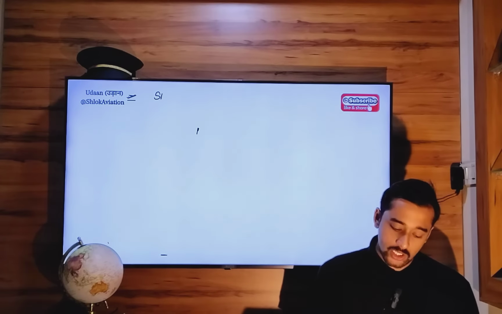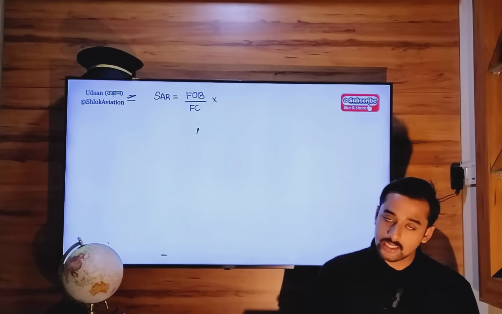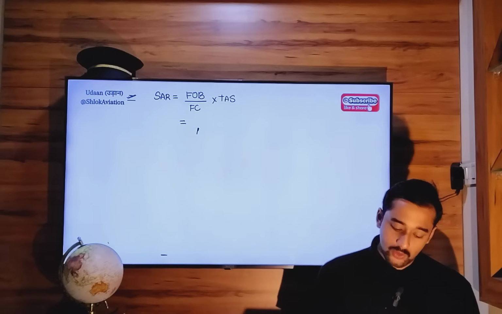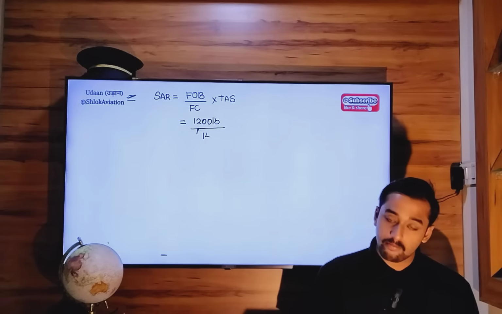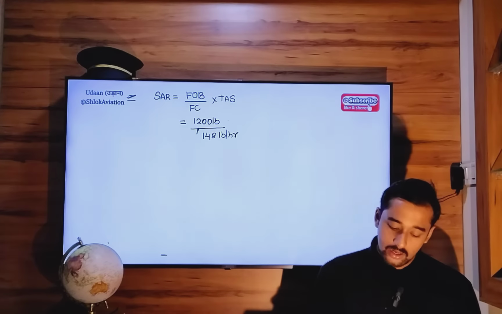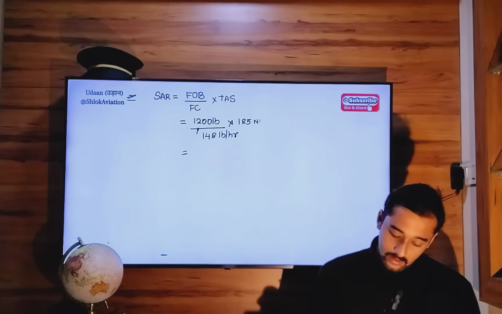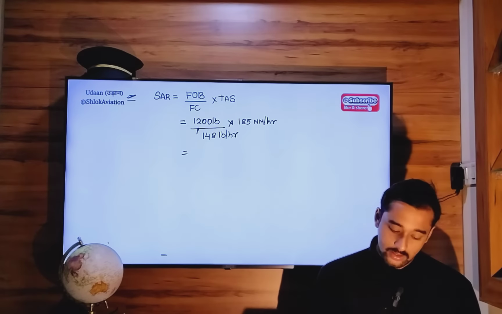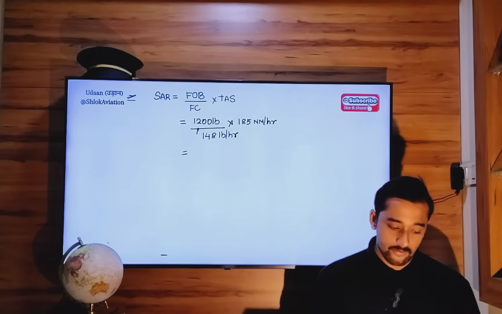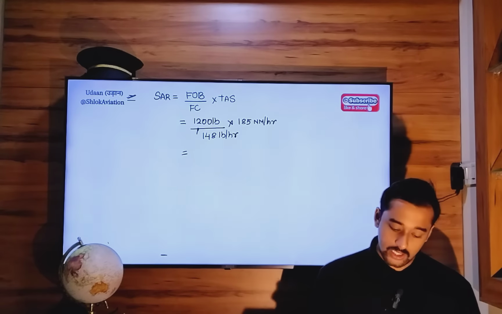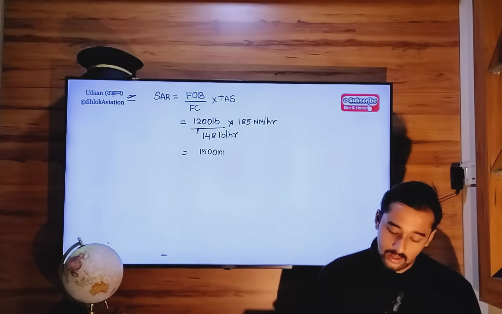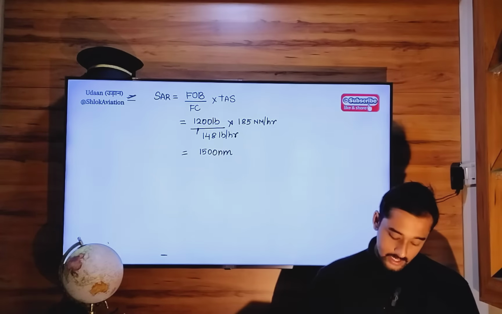Next, still air range. Now what is still air range? It is nothing but fuel on board divided by fuel consumption, into TAS. Fuel on board is 1200 pounds. Fuel consumption is 148 pounds per hour. True airspeed is 185. So 1200 into 185 divided by 148 is 1500 nautical miles. So still air range is 1500.